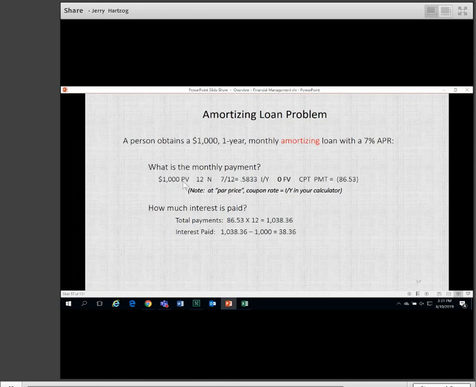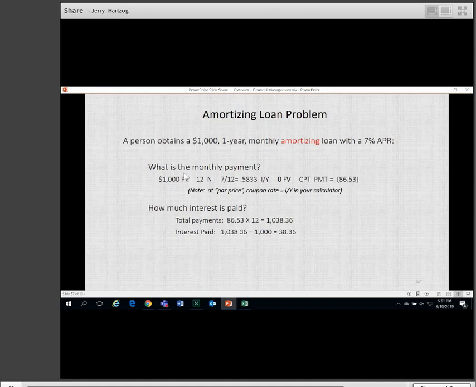$1,000 is PV. In this case, it will remain positive. N is 12 months. The interest rate, well, again, 7%, that's the annual rate, so we have to divide by 12. We get 0.5833, and that's I/Y. It's amortizing, okay, so the face value is 0. Like with an auto loan, when you make that last payment, that's it. Your loan balance is down to 0. And compute payment, you get $86.53.